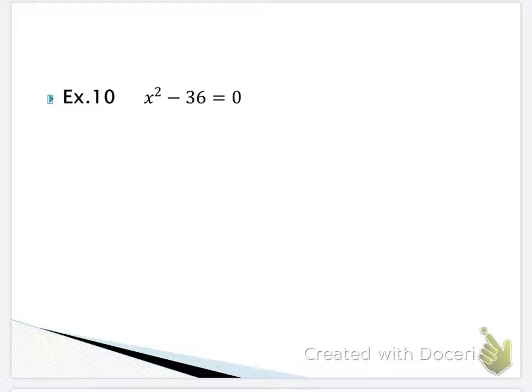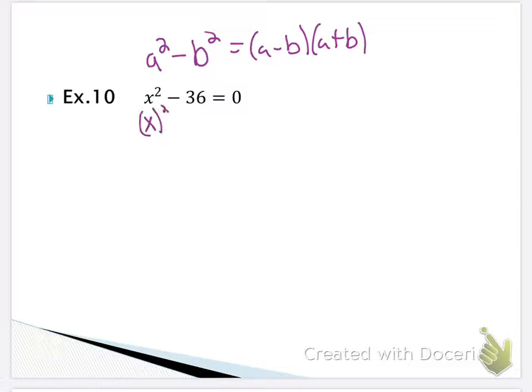Okay, so this one's been a while. If you guys remember, we learned this specifically: a squared minus b squared equals a minus b times a plus b. Well, here you have x squared minus 6 squared. So we know this factors as x minus 6, x plus 6. Set them equal to 0.